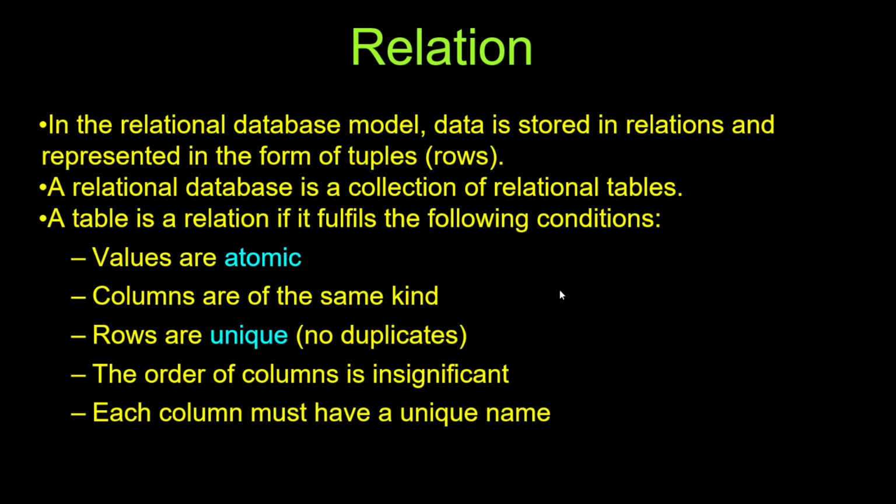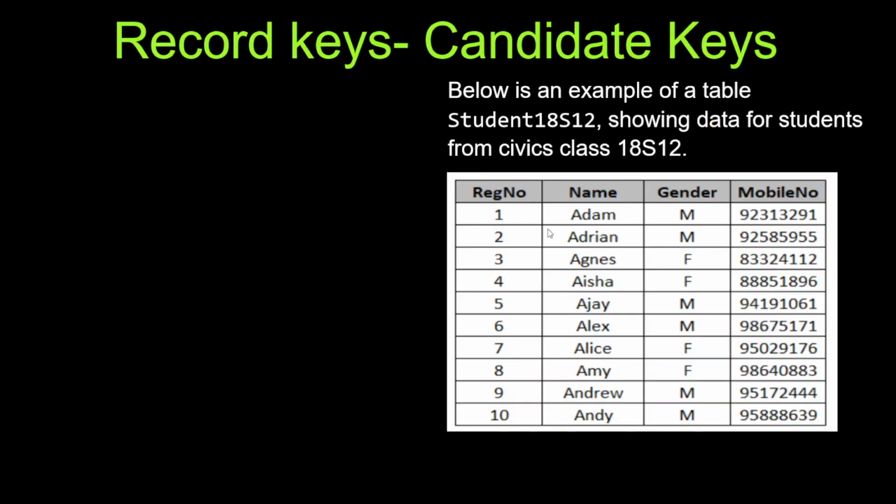Let's go to the next slide, that will help us. So let's look at this table here. Values are atomic. That means every attribute in every record only contains one item. So I should not expect this mobile number to contain a second mobile number, for example. If I have to contain a second number, I need to do something about it. I cannot say, for example, 92313291 comma, then write another number there. This should not be this way.